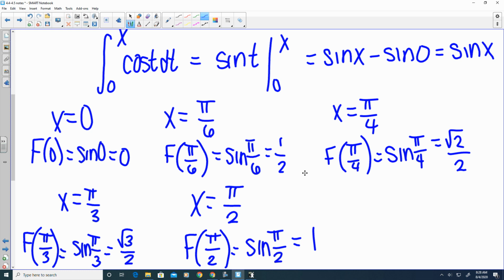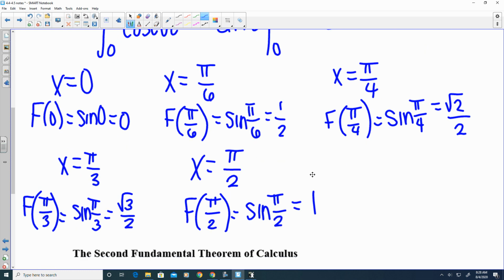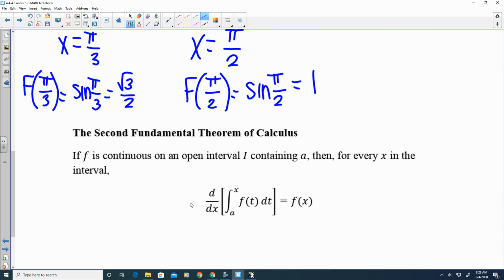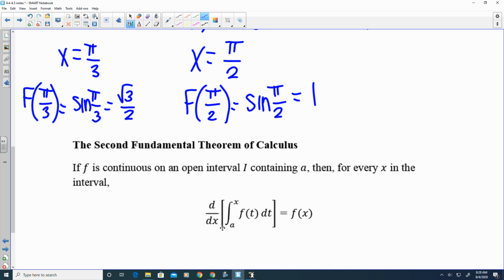So I think we're actually going to stop the video there. There's going to be a part 2 that's going to start at the second fundamental theorem of calculus. I don't want the one video to get too horribly long. So we're going to stop there. Look for the second part of section 4.4.